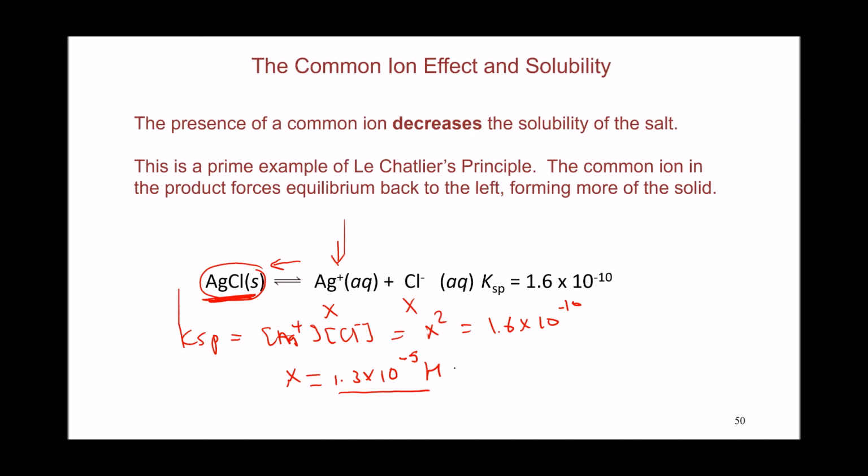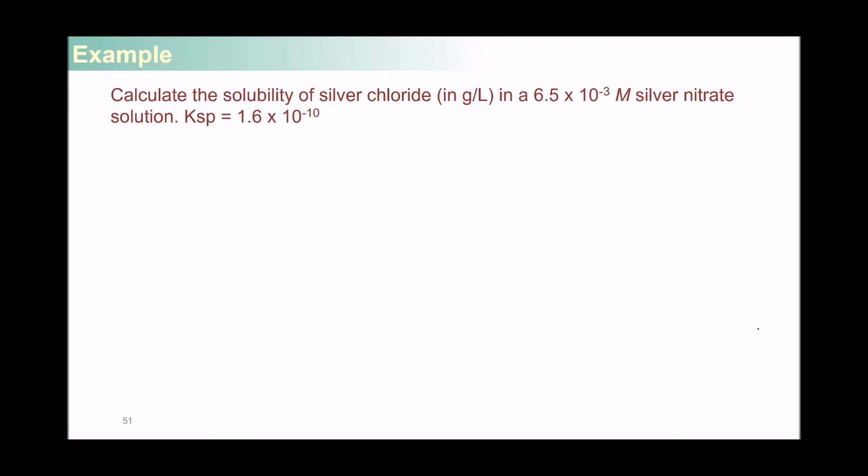And if you want to express it in grams per liter, you just multiply times the molar mass of silver chloride, 143.4 grams per mole. And that gives you the gram solubility as 1.8 times 10 to the negative 3 gram per liter. As we said, if you increase the concentration of one of the ions, it's going to shift the equilibrium in the direction that offsets the increase that happens.